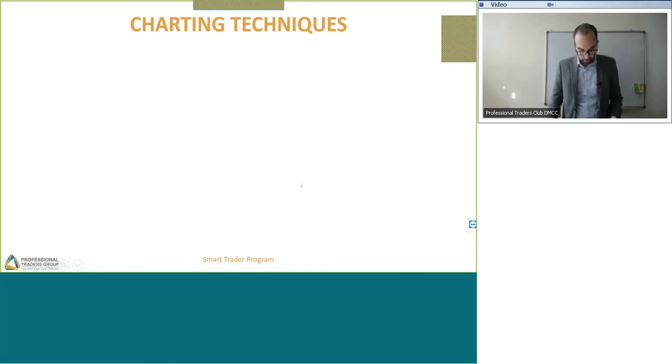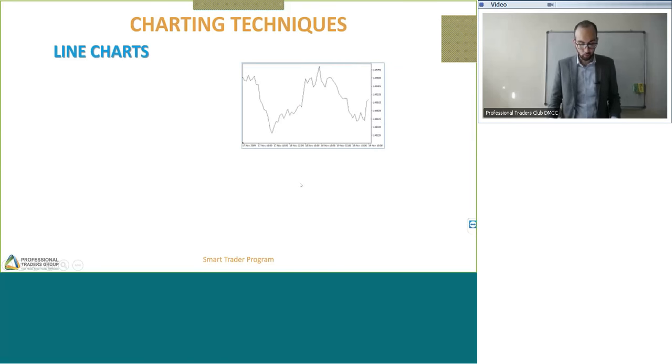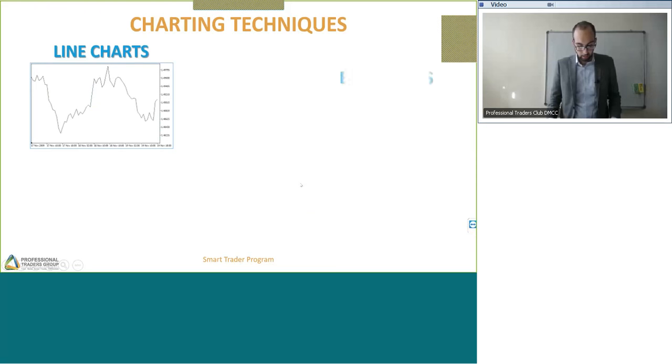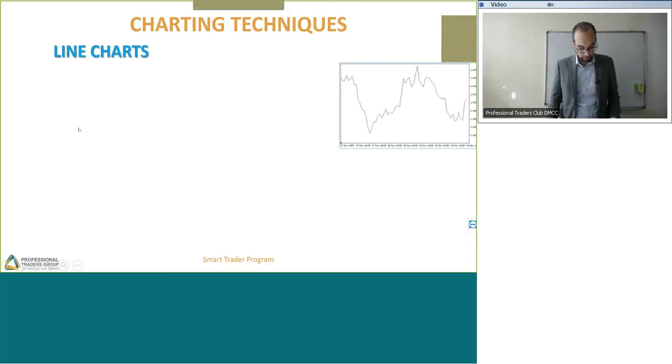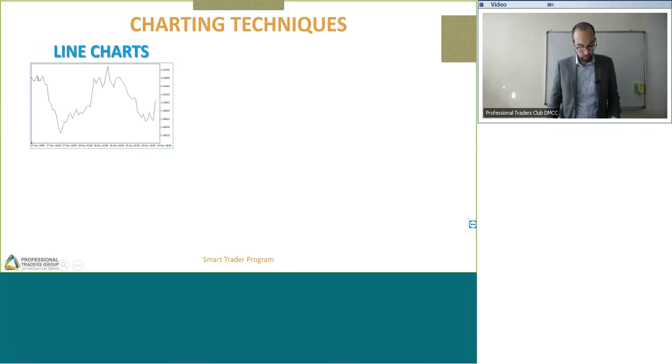Just to give you an understanding, we have 3 different ways of interpreting the price. You can see the price from the line chart. The line chart is just a line connecting the close price at the end of every time frame period.